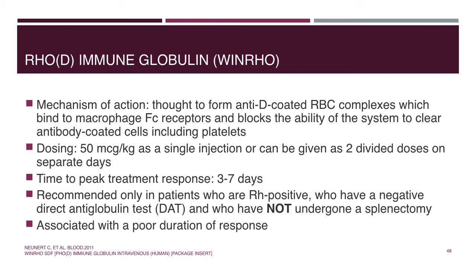Time to peak is similar to IVIG in that it's a fairly quick time to peak response of 3 to 7 days, but the downside of using this medication is that it's been associated with a poor duration of response, so patients aren't seeing these benefits long term. It also has stipulations to its use, as patients have to be Rh positive to use, as well as have a negative DAT test and not undergone a splenectomy.